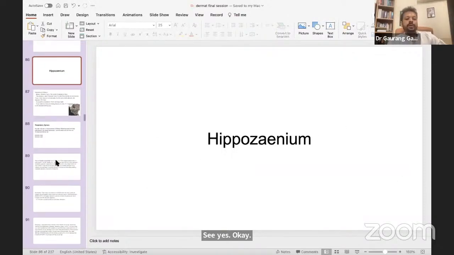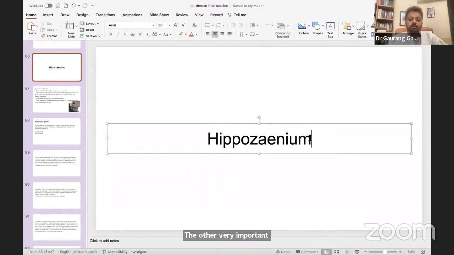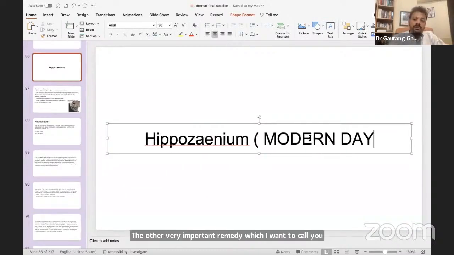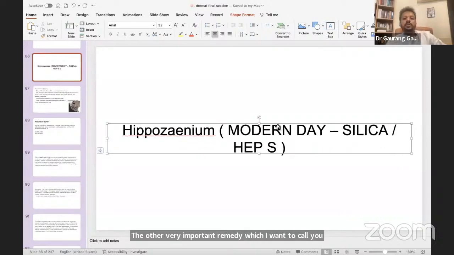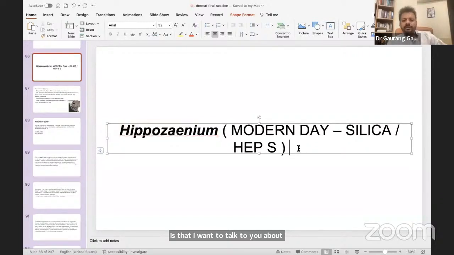The other very important remedy, which I want to tell you about, is more of a modern day Silica, Hippozaninum. I want to talk to you about Hippozaninum. And this is quite an interesting remedy. In many cases, when all remedies fail, in very complicated cases of infection, suppuration, pus, think about a very, very interesting remedy. Hippozaninum, ladies and gentlemen.